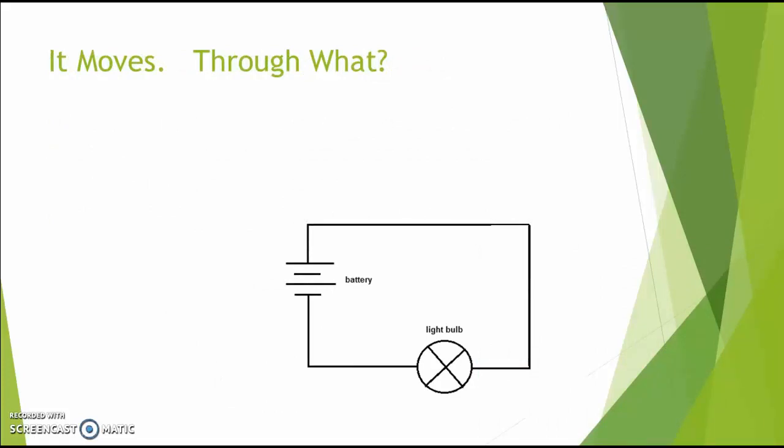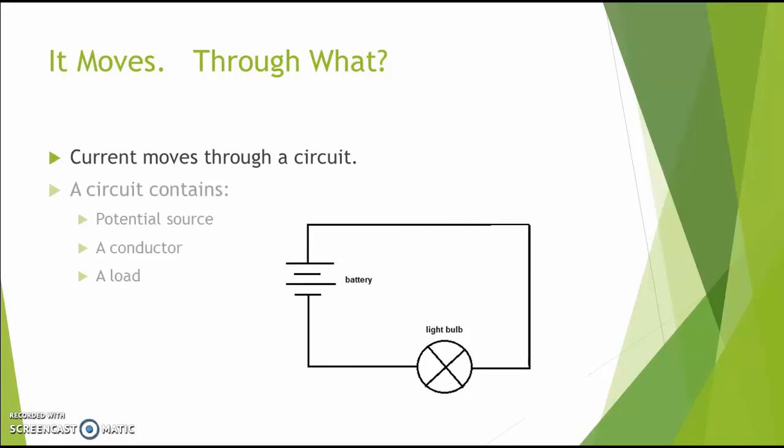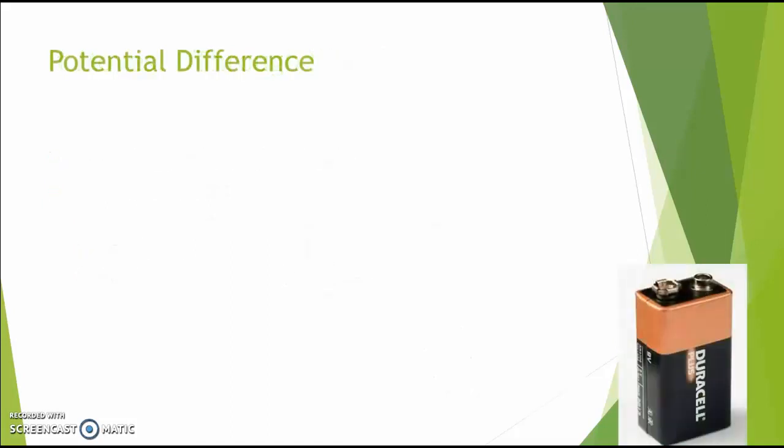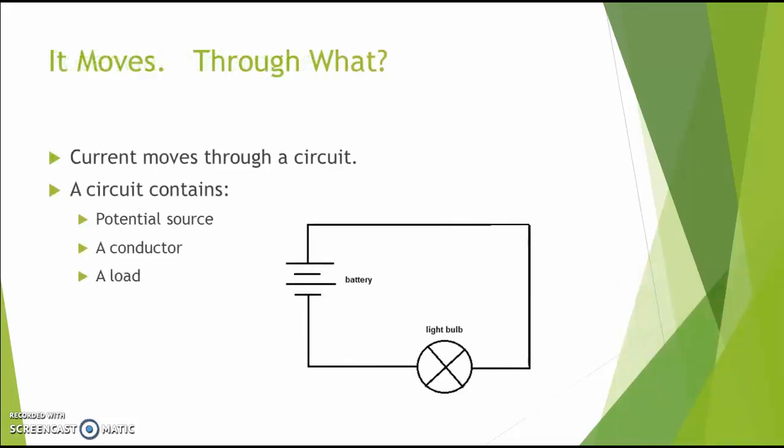Alright, so it moves. Through what does it move? Well, current moves through a circuit, and a circuit, almost by definition, has to contain a potential source, like a battery, a conductor, typically wires, and a load, like this light bulb shown here. So if you are asked, what are the components of a basic circuit, you can simply answer a potential source, conductor, and a load.